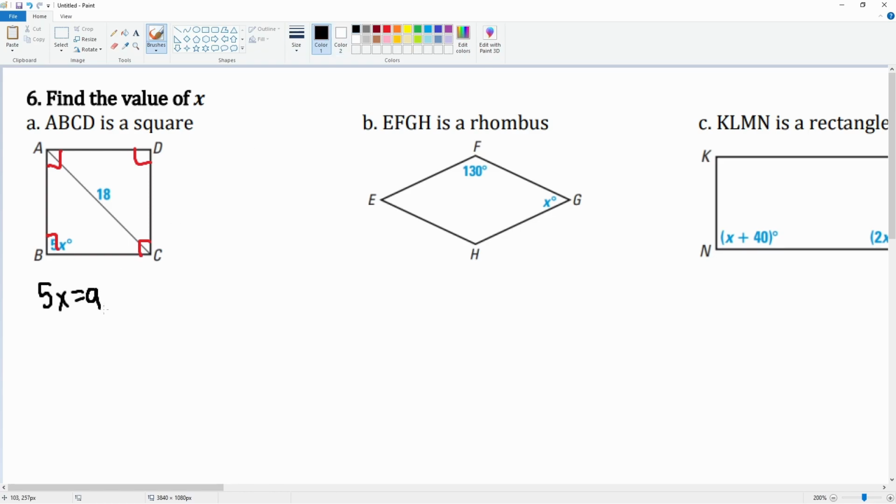5x is equal to 90. Divide by 5 to both sides. This cancels, leaving you with x is equal to 90 divided by 5, which is 18.